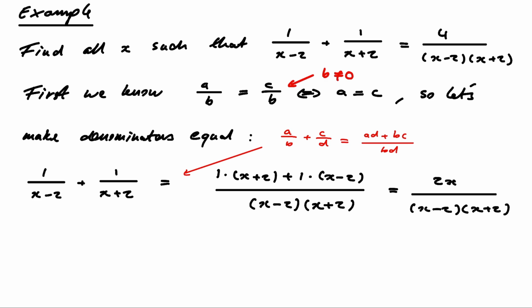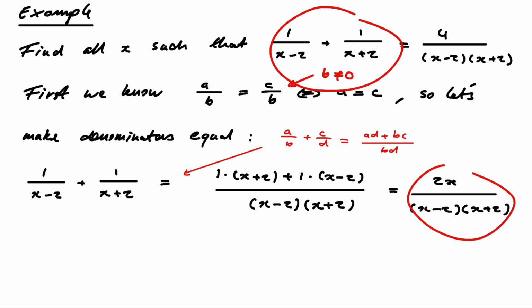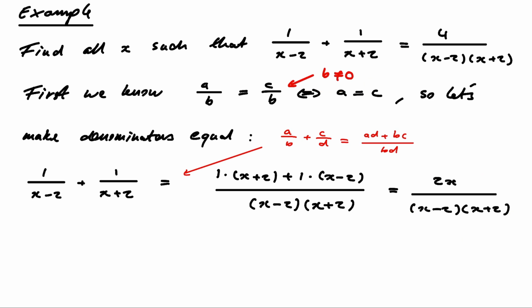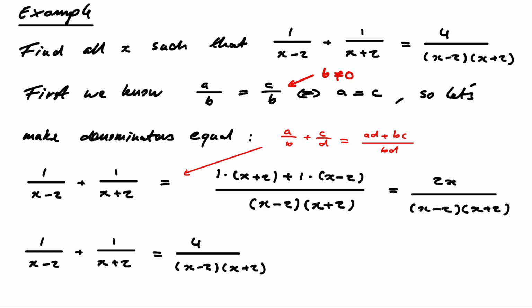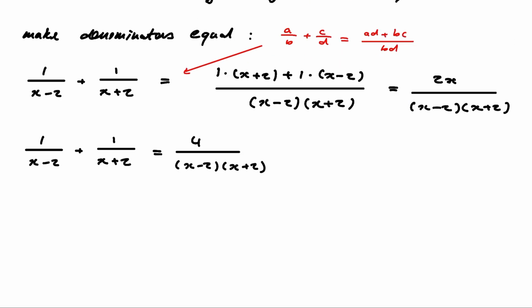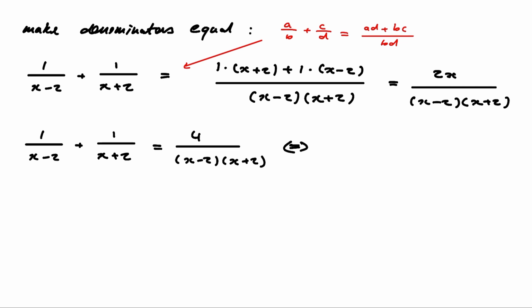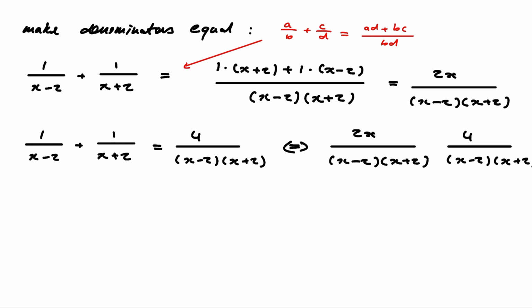All right, so let's take a moment. This is equal to this. So what I'm really doing is the following. This statement at the top is now, of course, if and only if this expression is equal to this expression. They have to be equal to each other.